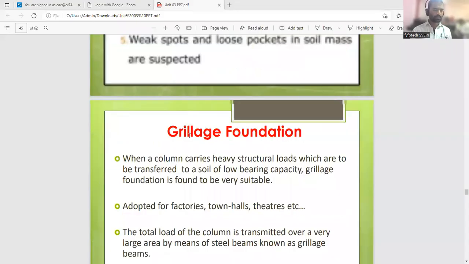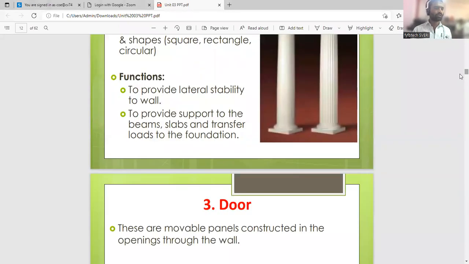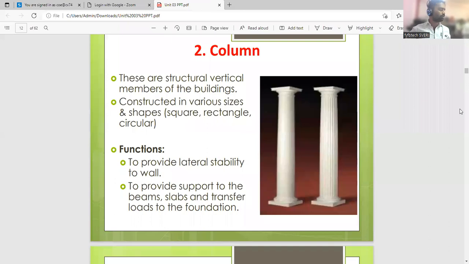In the last class, we started with the building components. Correct? In the building components, we have completed the entire cross section of the wall. Can you recall what all you have studied?